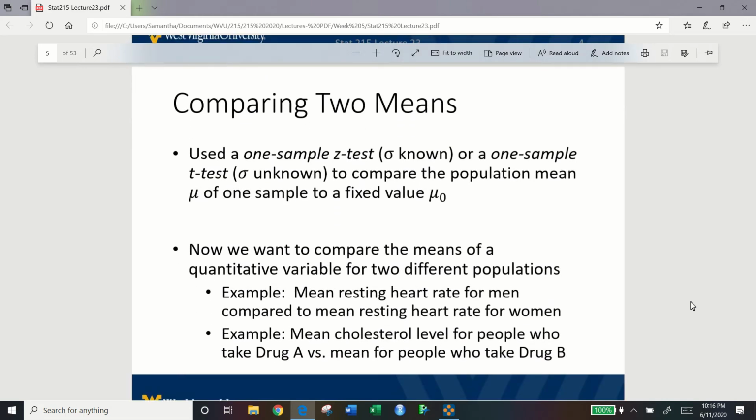Now we can look more specifically at comparing two means. Previously, we used a one-sample z-test when sigma was known and a one-sample t-test when sigma was unknown to compare the population mean mu of one sample to a fixed value mu naught. Now we want to compare the means of a quantitative variable for two different populations. For example, the mean resting heart rate for men compared to the mean resting heart rate for women. Or say the mean cholesterol level for people who take drug A versus the mean for people who take drug B.